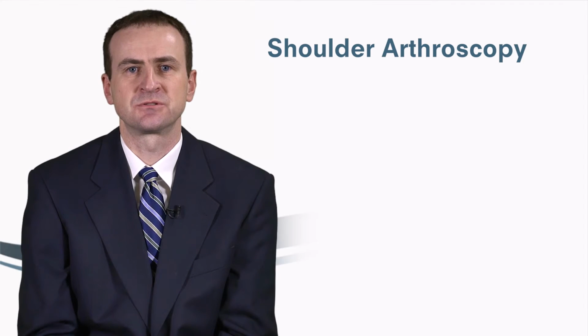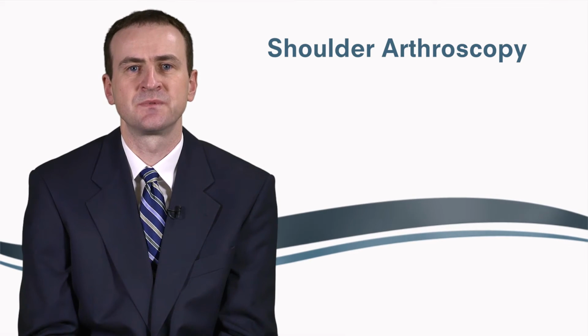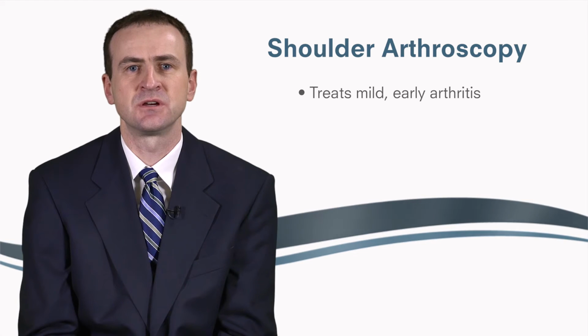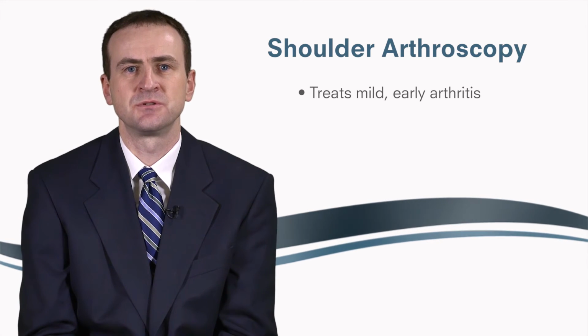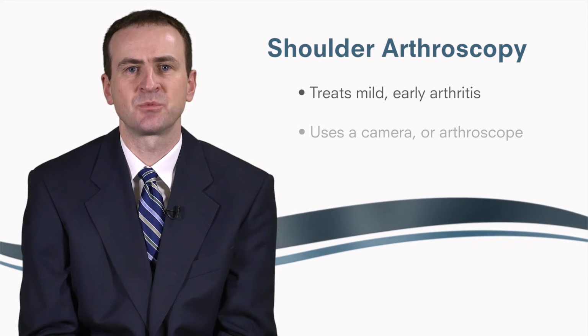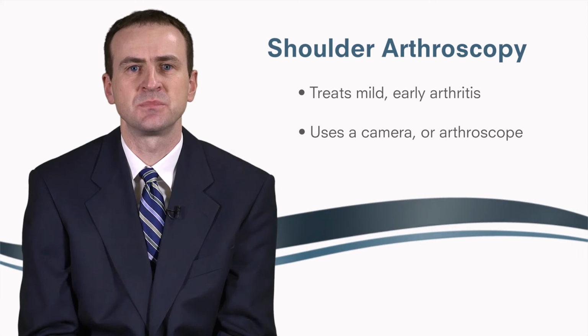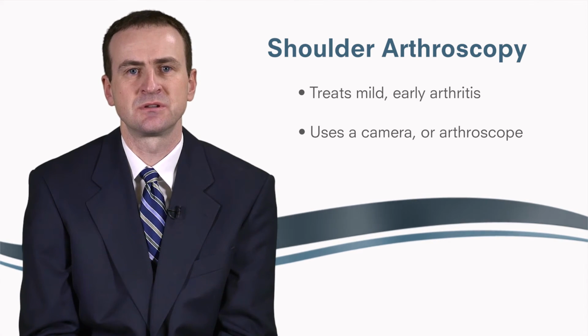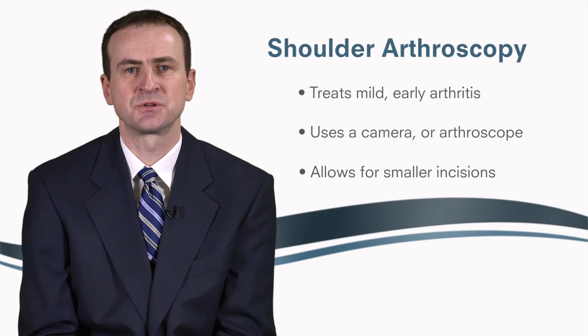The second surgical treatment option is a shoulder arthroscopy. This procedure can be occasionally used to treat mild early arthritis for pain relief in young, active individuals. During a shoulder arthroscopy, I will insert a small camera called an arthroscope into your shoulder joint. This camera displays pictures on a monitor, and I will use these images to guide miniature surgical instruments as I clean out the damaged parts of your shoulder joint. Since these instruments are small, this allows for a smaller incision into your shoulder.